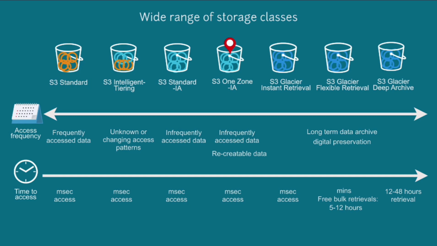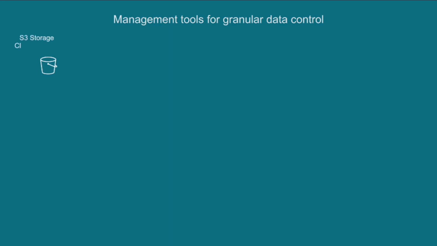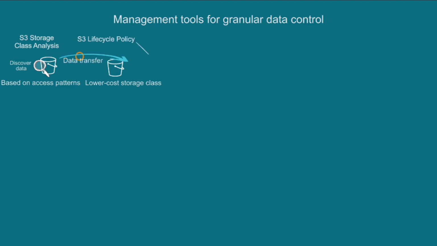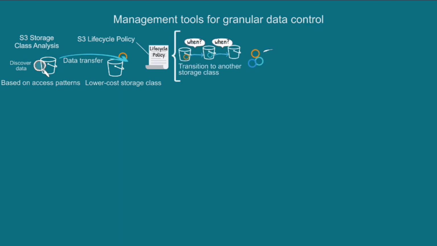With a wide range of storage classes offered by S3, you can choose which ones best fit your data profile and use cases. To classify, manage and report on your data, Amazon S3 also provides easy-to-use management tools for granular data control. You can use S3 storage class analysis to discover data that should move to a lower-cost storage class based on access patterns. Then you can use this information to configure an S3 lifecycle policy that makes the data transfer. An S3 lifecycle policy defines when objects transition to another storage class and when objects expire. It helps to manage your objects so that they are stored cost-effectively throughout their life cycle.